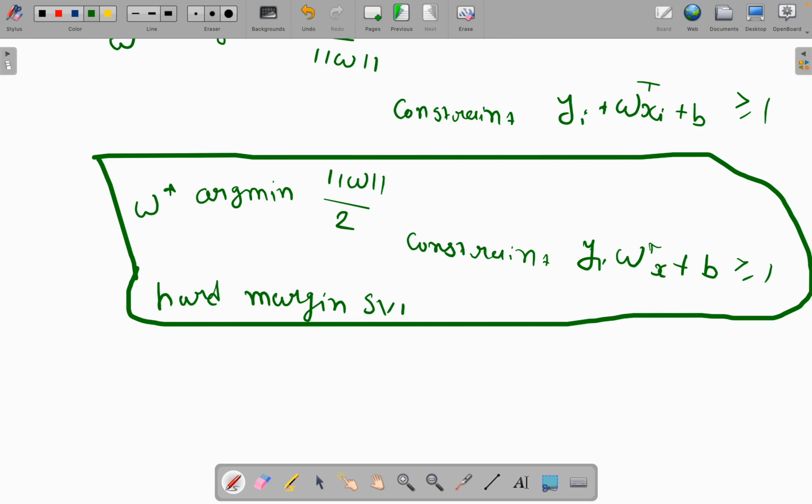Hard margin SVM. Why? Because it has a constraint which is very hard to achieve, right? We want our dataset to be perfectly linearly separable, and only then will this optimization happen. We are not allowing any error or any misclassification here. So let's modify this equation.